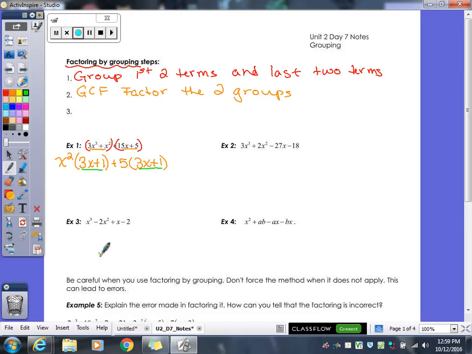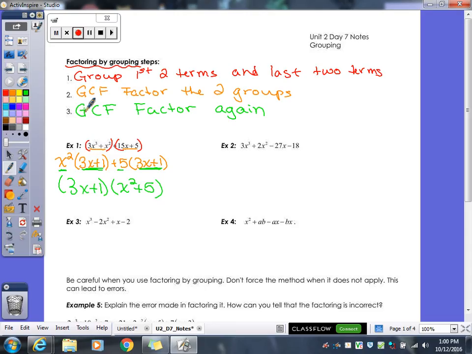So then third step, you have to do GCF factor again with your binomial. This is going back to our very second day of notes. We talked about a GCF factor with a binomial. For ours, it's this 3x plus 1. That's our GCF factor this time. So I'm going to take out my 3x plus 1. And then what's left? We're left with this x squared plus 5, so they get grouped together in the other parentheses.